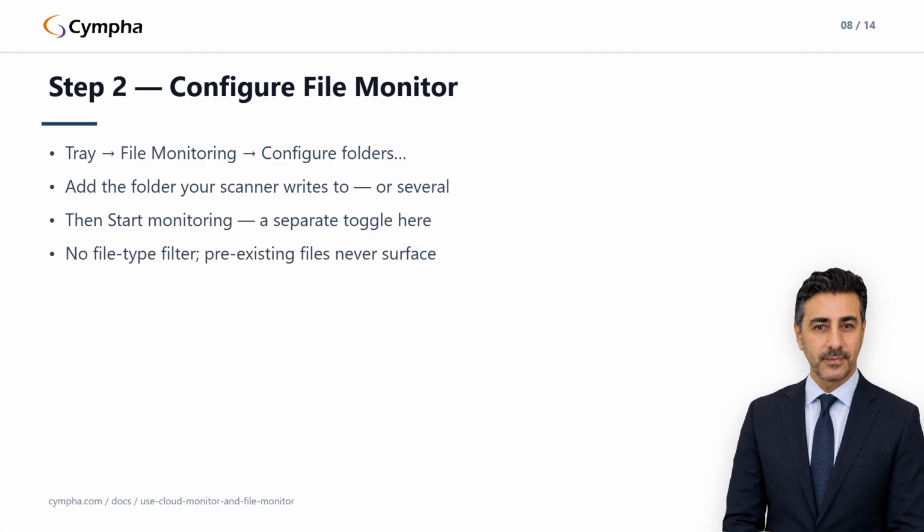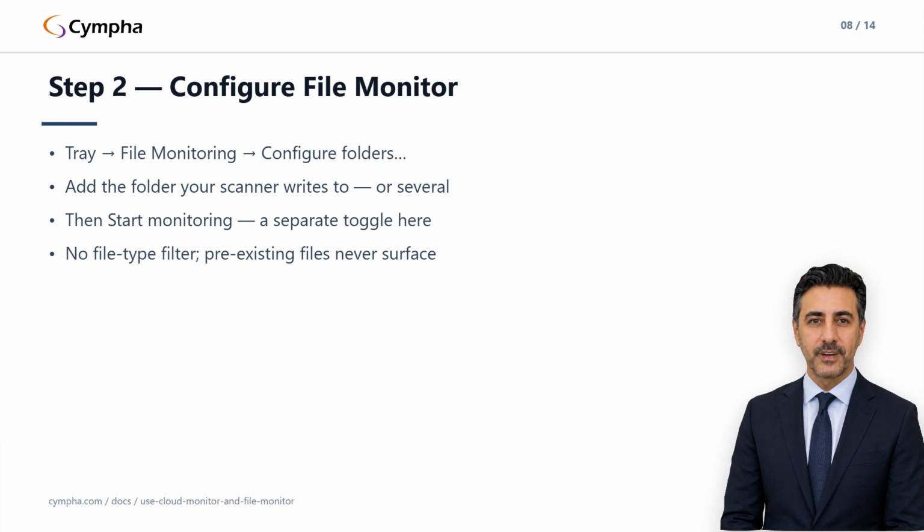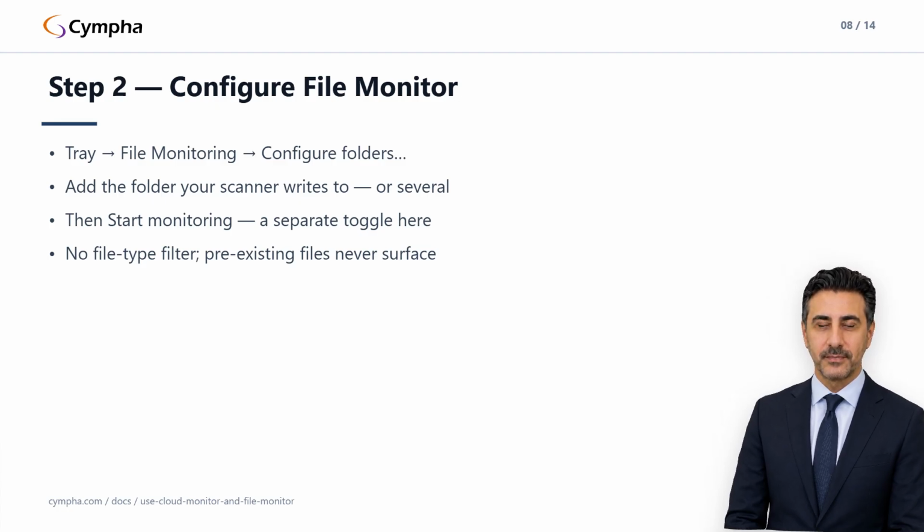Close the dialog and note the difference from Cloud Monitor. Here you do need to toggle Start Monitoring yourself. Two behaviors to internalize before you test it. Files already sitting in the folder when monitoring starts are never surfaced. Only files that appear after that moment count as new. And there is no file type filter. Any new file gets listed, whatever its extension. The agent doesn't try to recognize scanned files. You decide what matters in the pop-up.